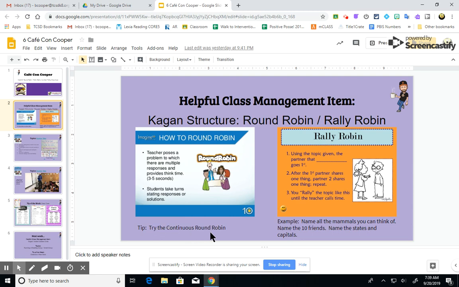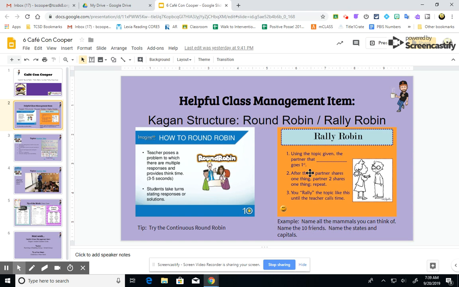Now, a continuous round robin is where you just kind of keep on going. So if you had something like, let's name some quadrilaterals, and then this lady might say square and might say a trapezoid and might go to a kite and then might go to a deltoid and then might go to a rectangle, and just kind of keep going until you say stop. So that would be a continuous round robin, a nice little trick to try.